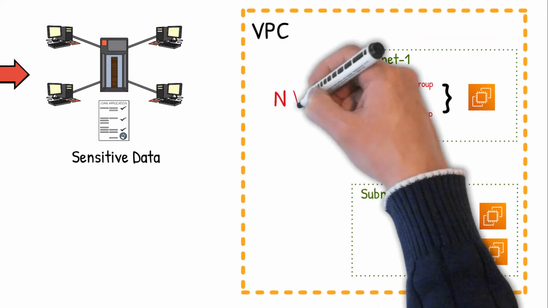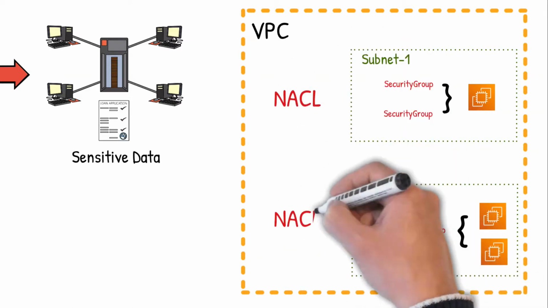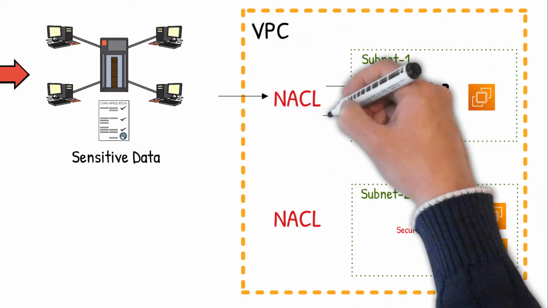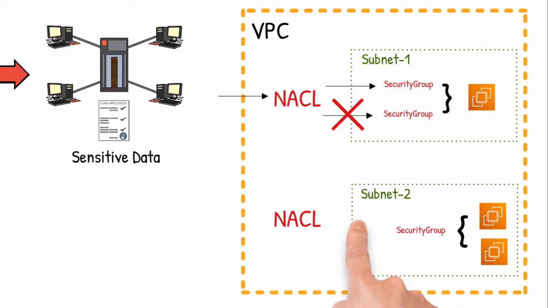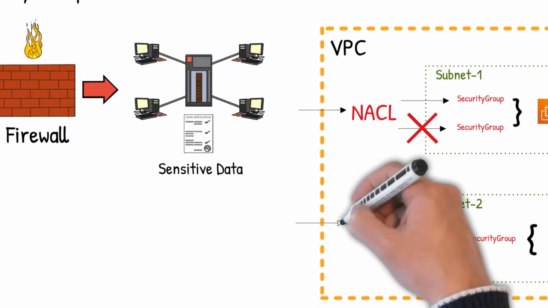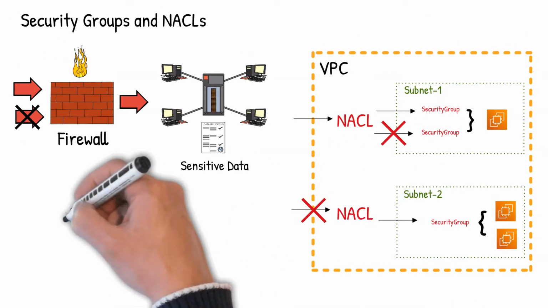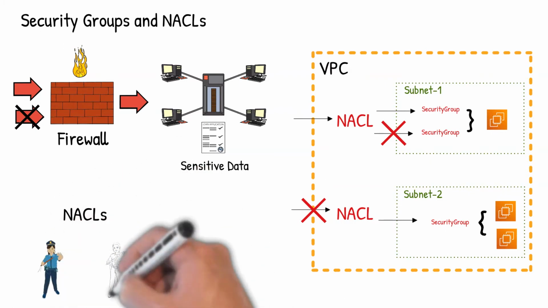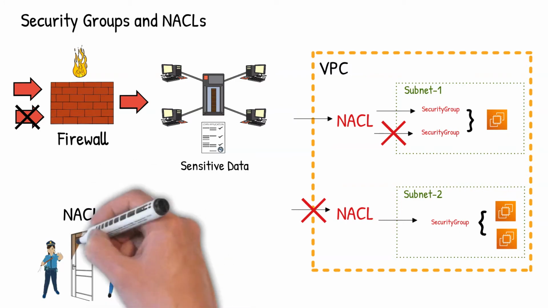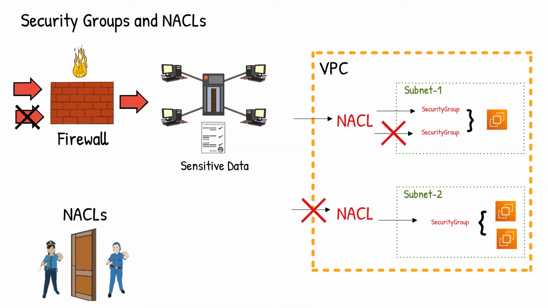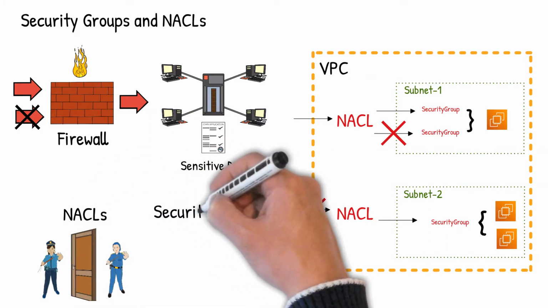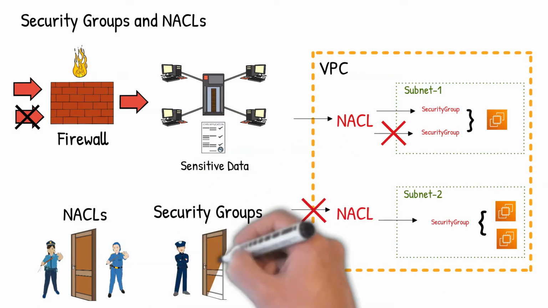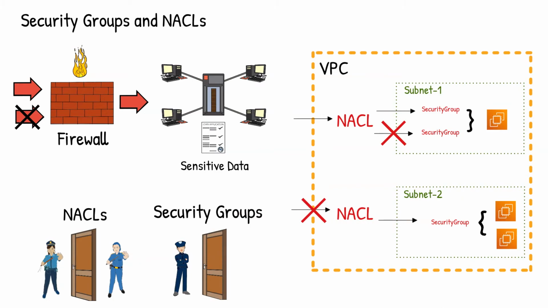On the other hand, Network Access Control Lists, or NACLs, are stateful firewalls for controlling traffic in and out of one or more subnets. NACLs have separate inbound and outbound rules. So NACLs act like two security guards on either side of the door, which follow their own set of rules, whereas security groups are like a single guard protecting only the inbound access.